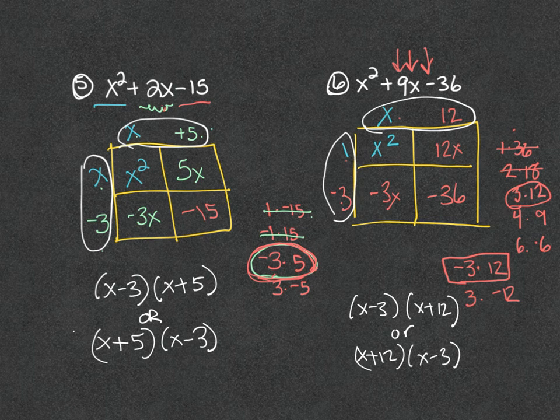What it could not mean is that if we switch the signs and had x plus 3 and x minus 12, that would make a negative 9x in here, and we would not want that. So this is not a possible answer.